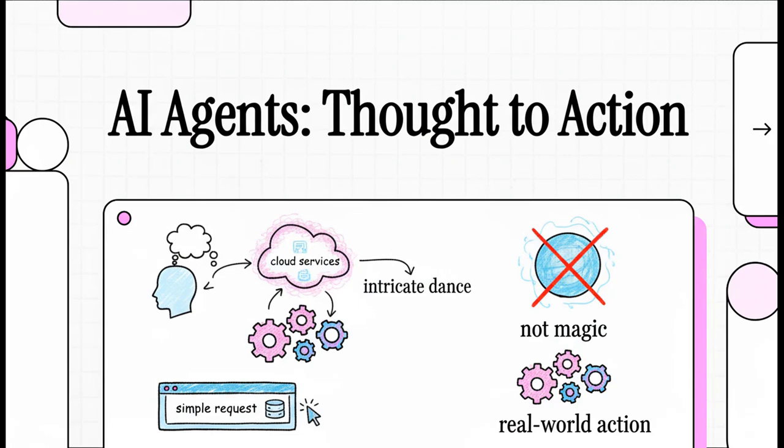Have you ever typed a simple request into an AI? Something like, hey, create a database for me in AWS. And then you hit enter and boom, it just works. It honestly feels like magic. But here's the thing, it's not magic. Behind that one simple command is this incredible, intricate dance that turns your words into real-world action. So let's pull back the curtain and see how this amazing process actually works.